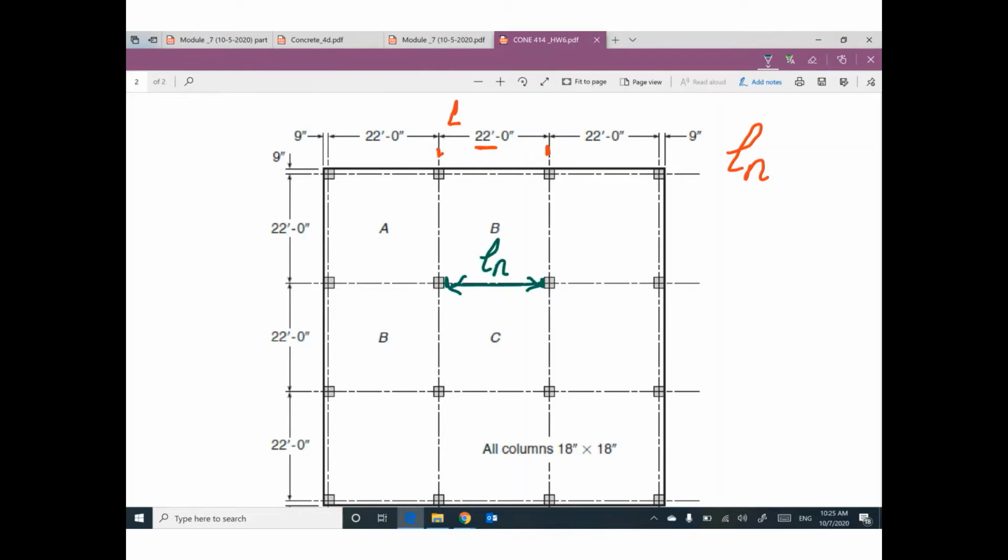It will be a little smaller than 22, but to make sure you understand the meaning of Ln: Ln is the clear span. Clear span means face to face, face of this column to face of this column. But the total span means center to center.